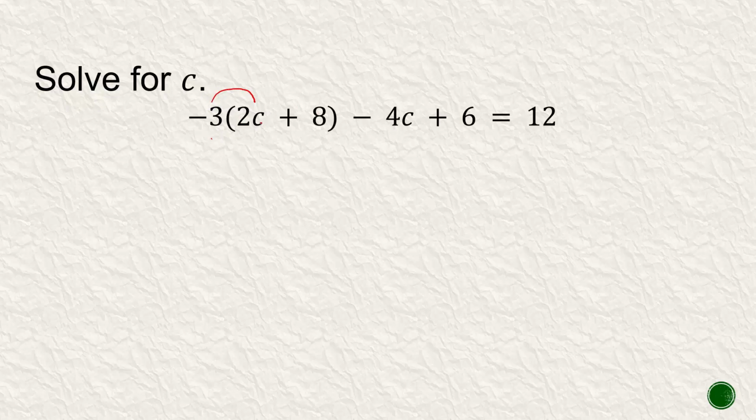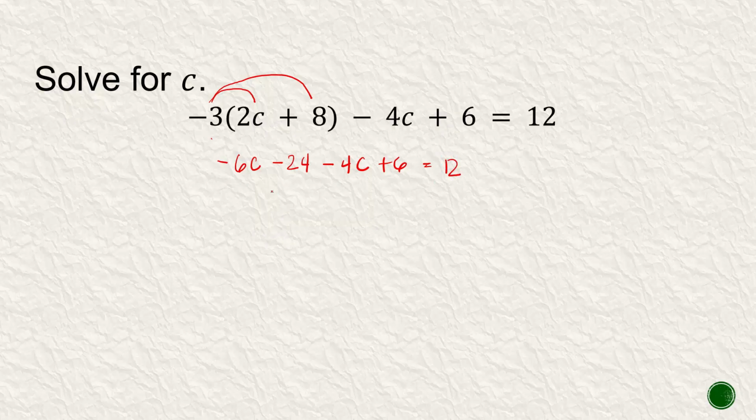So we will multiply negative 3 and 2c. The answer is negative 6c, and then negative 3 times 8 is equal to negative 24. And then I will just rewrite this. Okay, so that's negative 4c plus 6 equals 12.